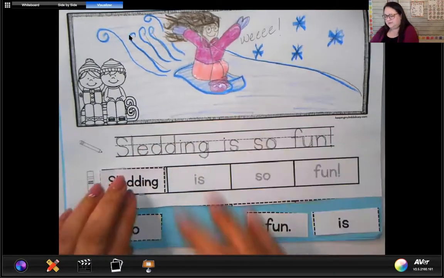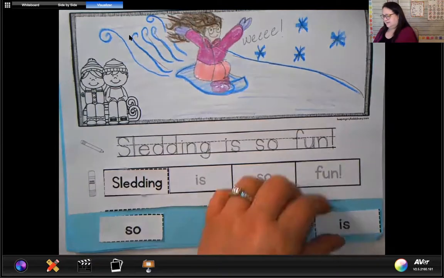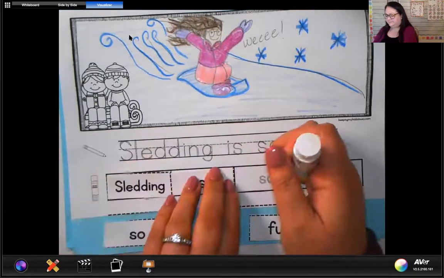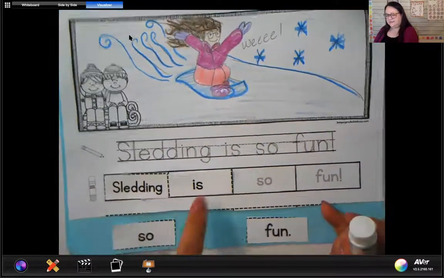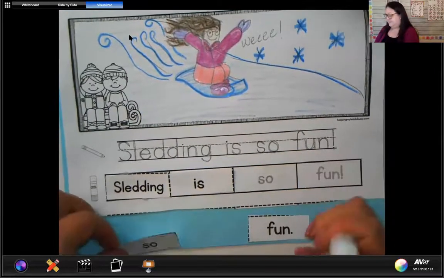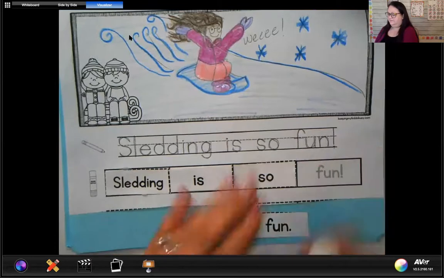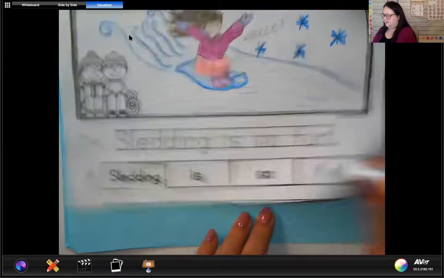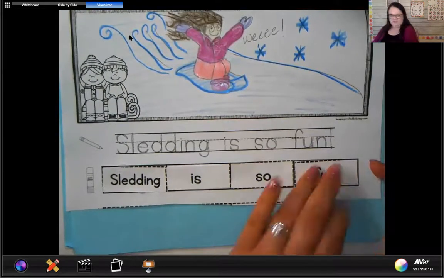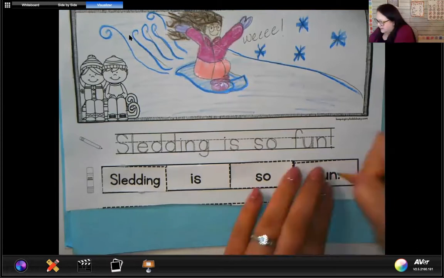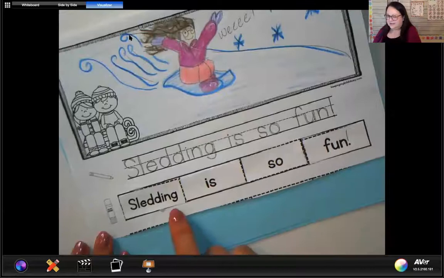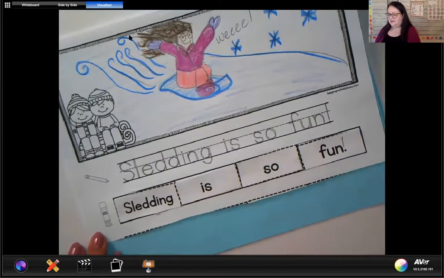Okay. Let's move that a little bit. Sledding is, does that look the same? Yeah, that's one of our sight words, is, and so is this word. Sledding is so fun. Oh, they didn't put an exclamation mark on that one though. Let's put that in there because I think we need some excitement, because sledding is so much fun. Okay, so let's read the sentence we wrote. Sledding is so fun, and I agree.